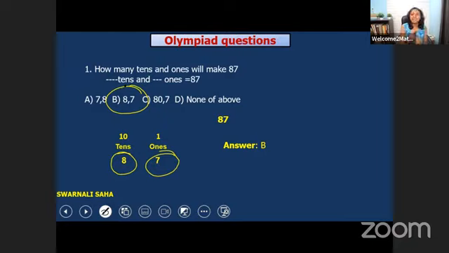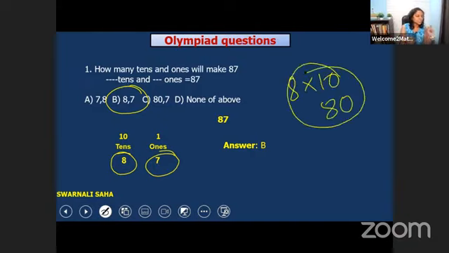So there are 8 tens and 7 ones. Okay, not 80. 80 is the place value because 8 is at the tens place. So place value of 8 would be 8 into 10 and that is 80. But our question here is how many tens? So our answer would be 8 tens. Okay, understood? It is 8 tens, 7 ones. So answer is B.